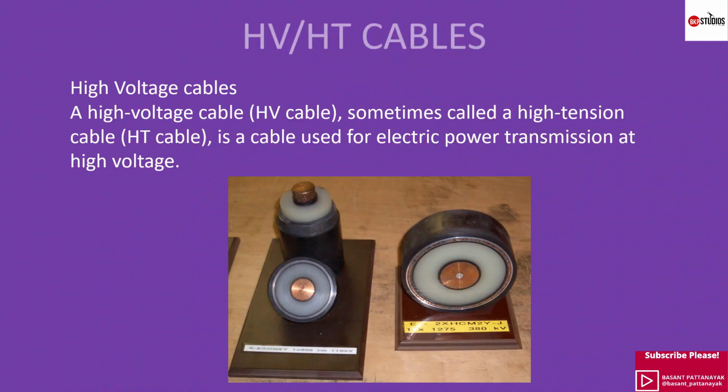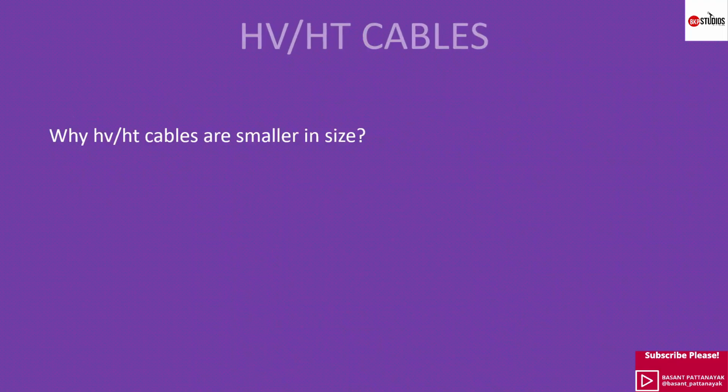High voltage cables or high tension cables are cables used for the transmission of electricity at high voltages. The cables used in high voltage transmission are called HV cables or HT cables. If you look at high voltage cables, you can see they are smaller in diameter compared to low voltage cables. If you observe a distribution transformer or step down transformer, you can see the incoming cable size is smaller than the outgoing cable size.